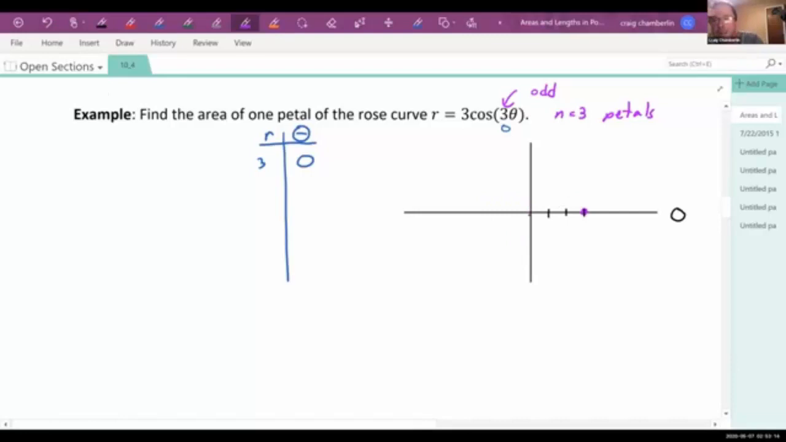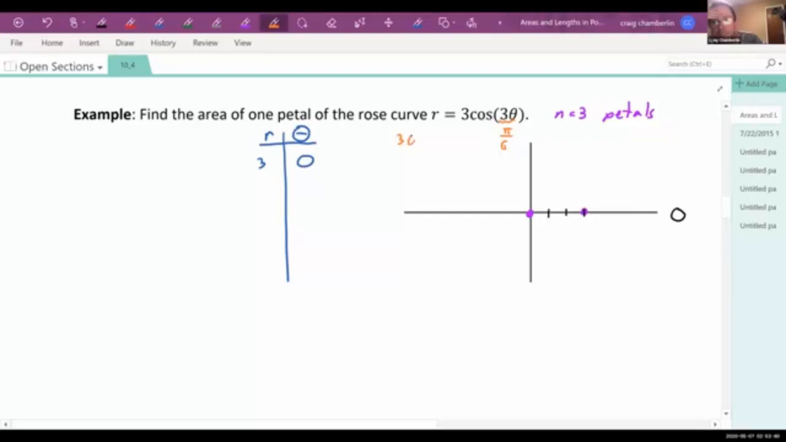Now, how am I going to get back to the pole? Well, if you think about it, what theta value is going to bring me back to the pole for that first part that I traced out? Remember, I said it goes like this. What theta value is going to bring me back to that pole? Well, it's got to be when the angle that you take the cosine of becomes 90 degrees or pi halves, right?